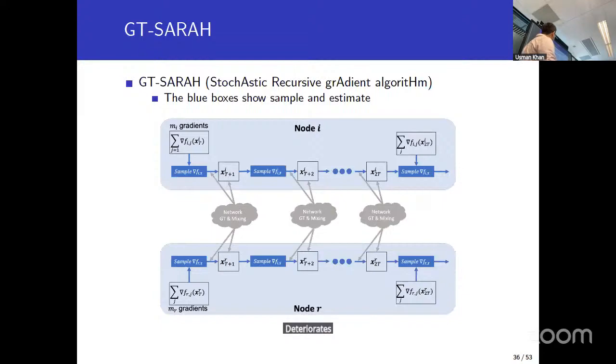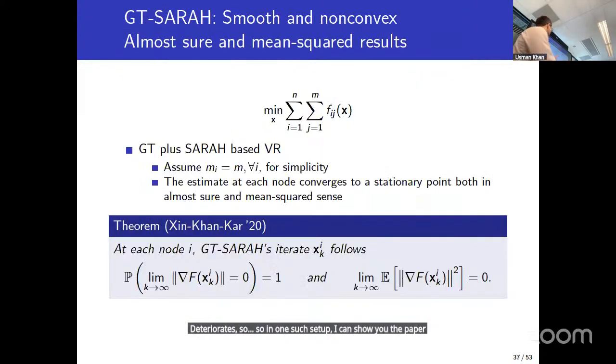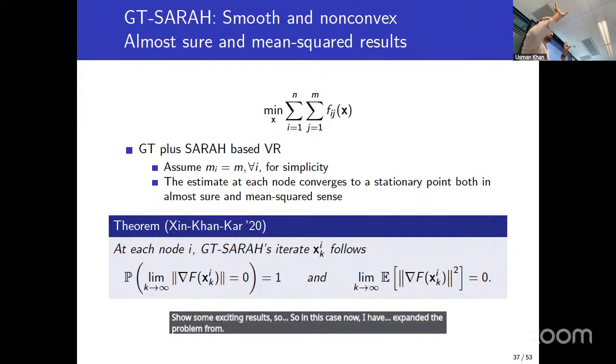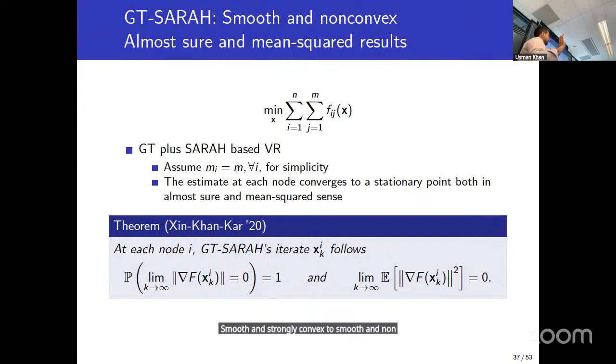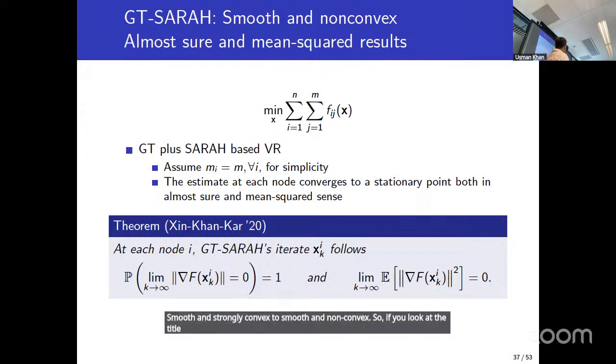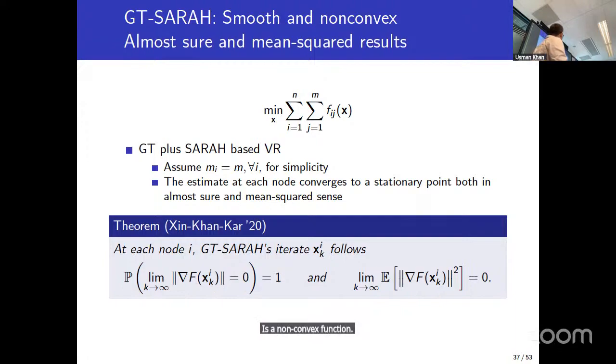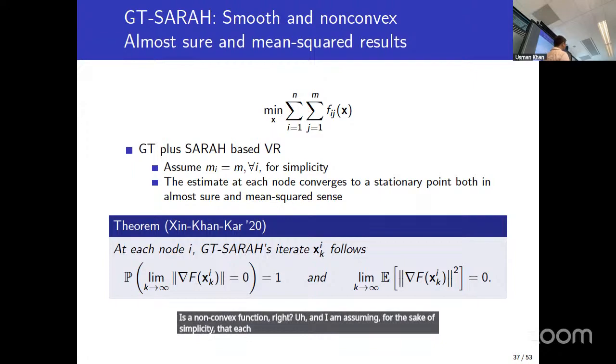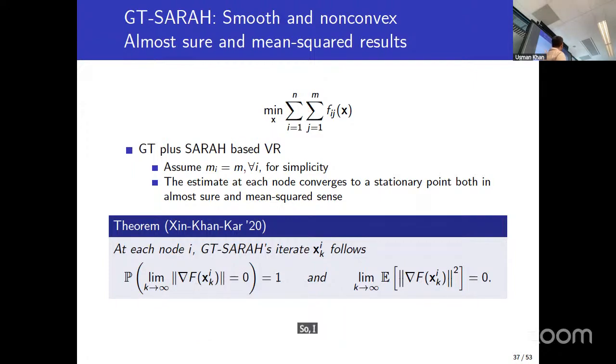So in one such setup, I can show you the paper. We were able to show some exciting results. In this case, I have expanded the problem from smooth and strongly convex to smooth and non-convex. If you look at the title, each local loss function over individual data is a non-convex function, right? And I am assuming for the sake of simplicity that each node has the same number of data points. I have a total of N machines, and every machine has little m data points. They don't have to, but for the sake of the result.